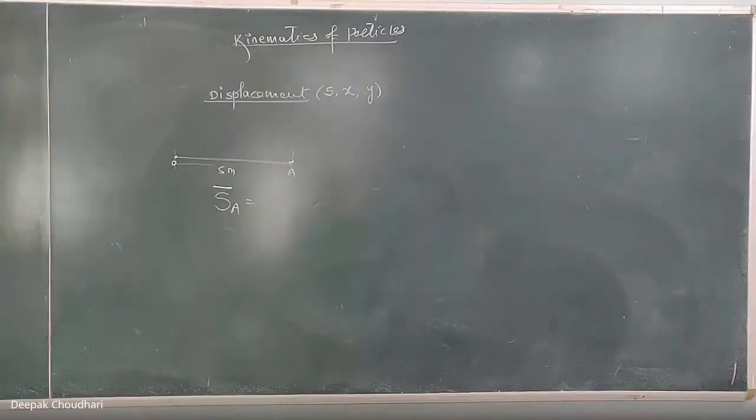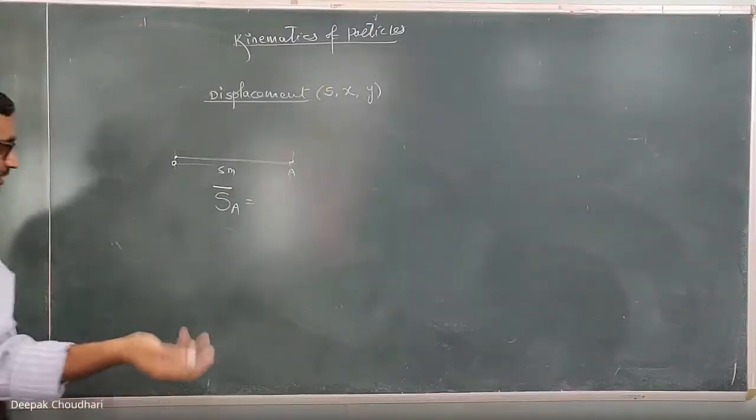Sir, we will have to add an arrow here to show the displacement, to show the direction. Which arrow will come here to express the direction of the displacement? Sir, if you are traveling from O to A, then there will be an arrow at A. Okay, arrow at A. We are considering that only.